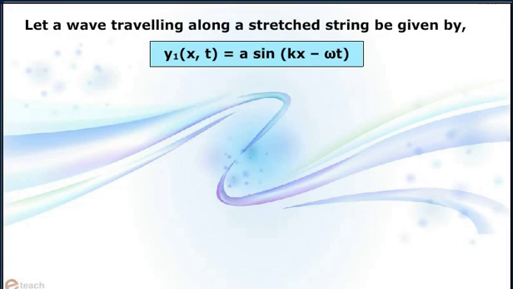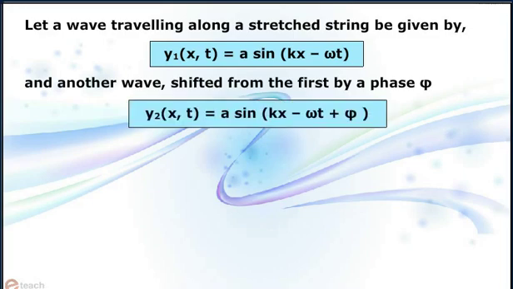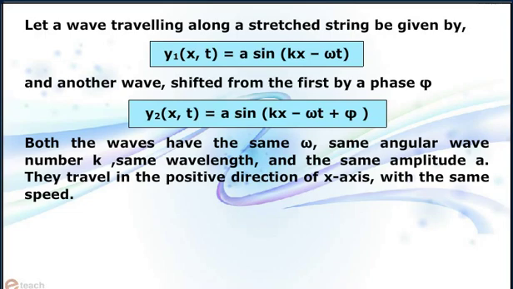Let a wave traveling along a stretched string be given by y1(x, t) = a sin(kx - ωt), and another wave shifted from the first by a phase φ: y2(x, t) = a sin(kx - ωt + φ). Both the waves have the same ω, same angular wave number k, same wavelength and the same amplitude a. They travel in the positive direction of the x-axis with the same speed.